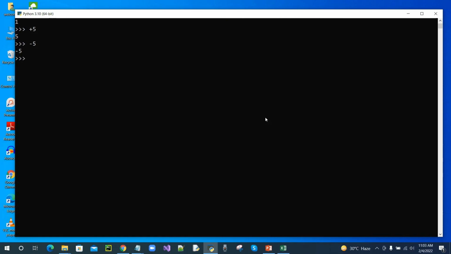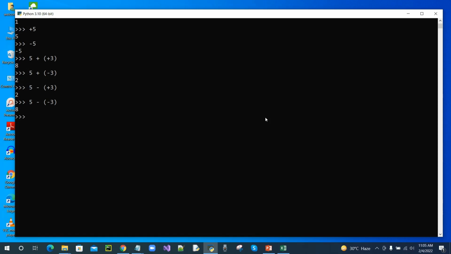Let's do some arithmetic operations using unary operators. This expression is equivalent to 5 plus 3 is equal to 8. This is equivalent to 5 minus 3, which is equal to 2. Again, this is equal to 5 minus 3 is equal to 2. Here 5 minus minus 3 becomes 5 plus 3, which is equal to 8.